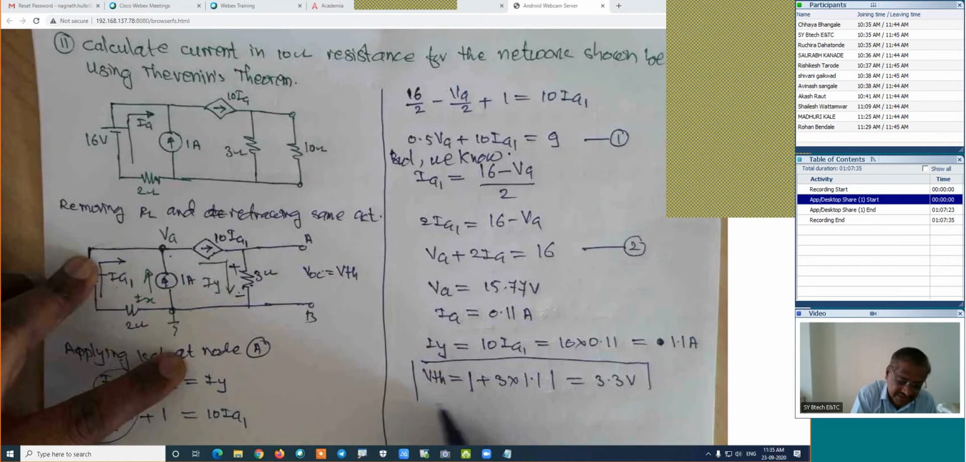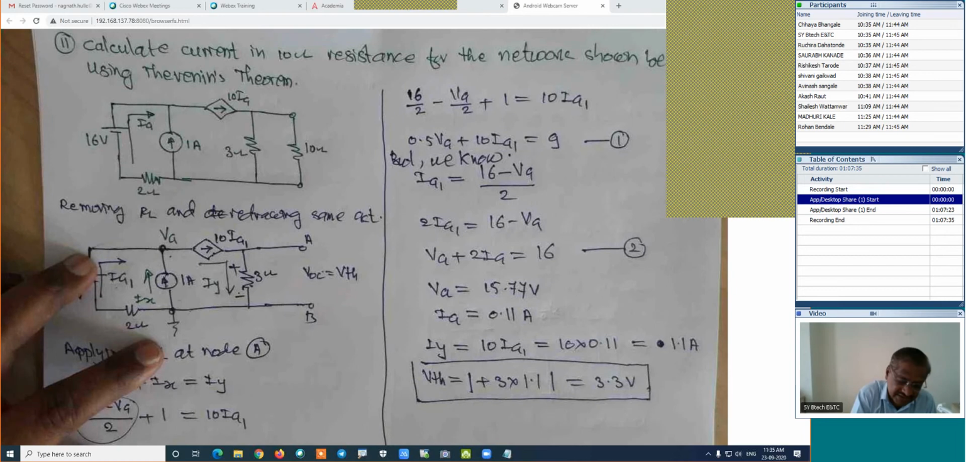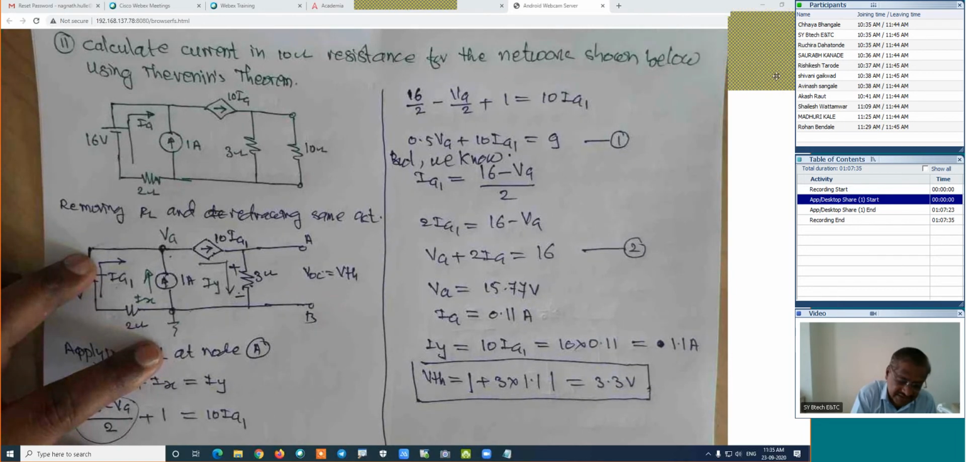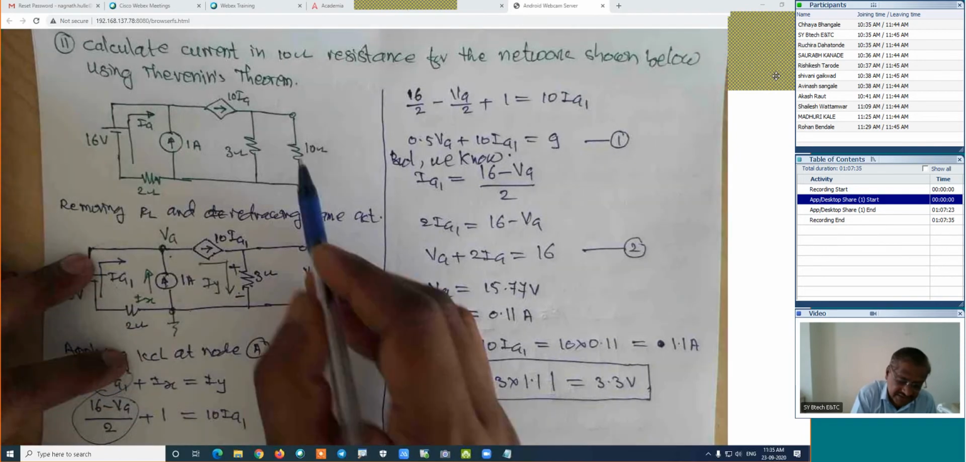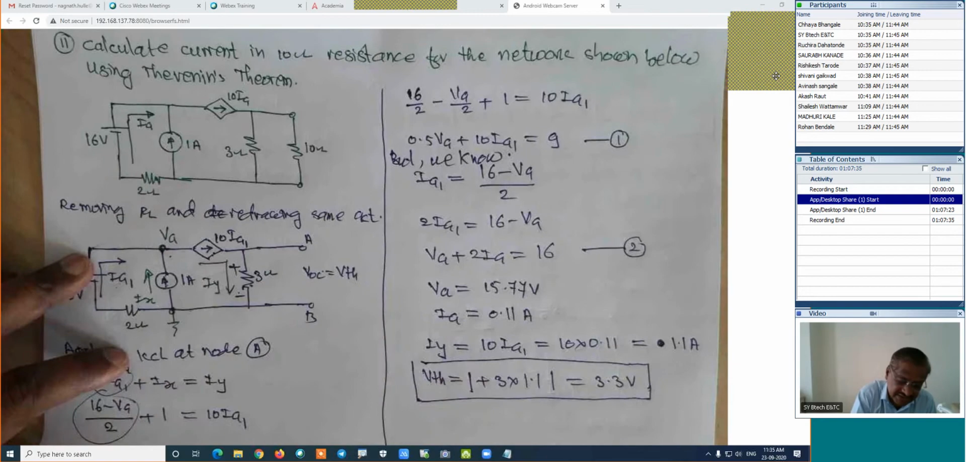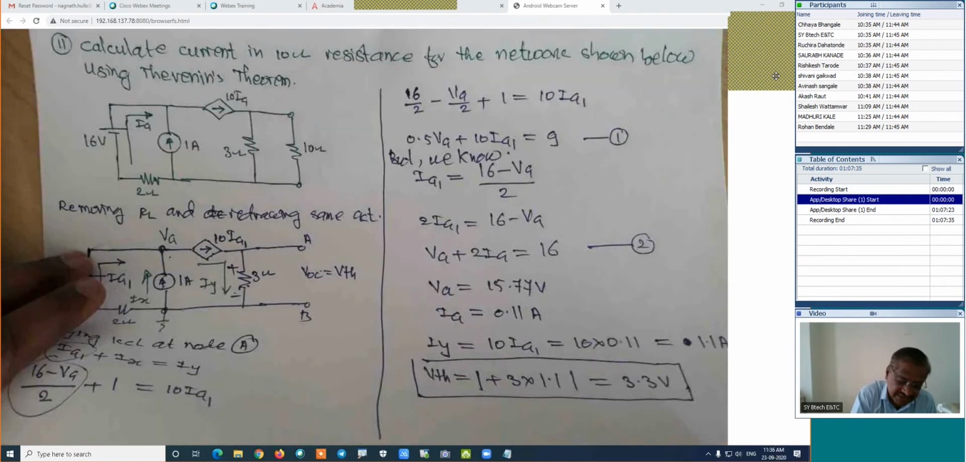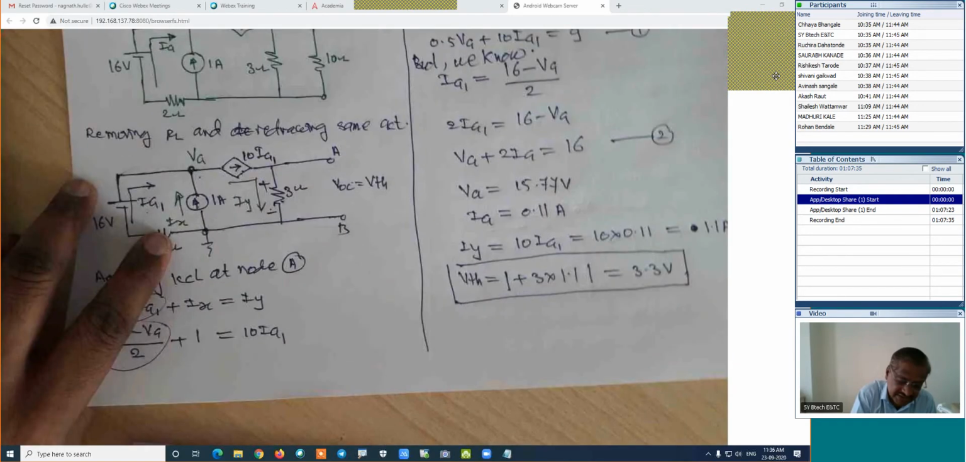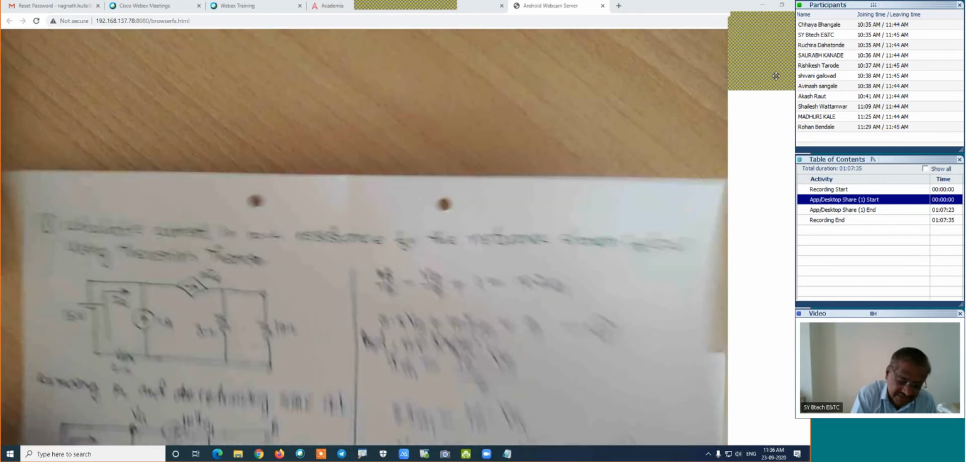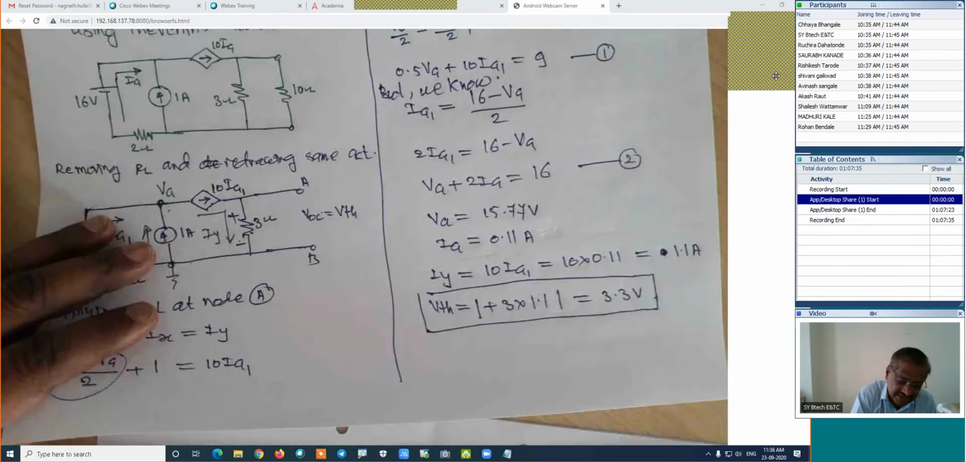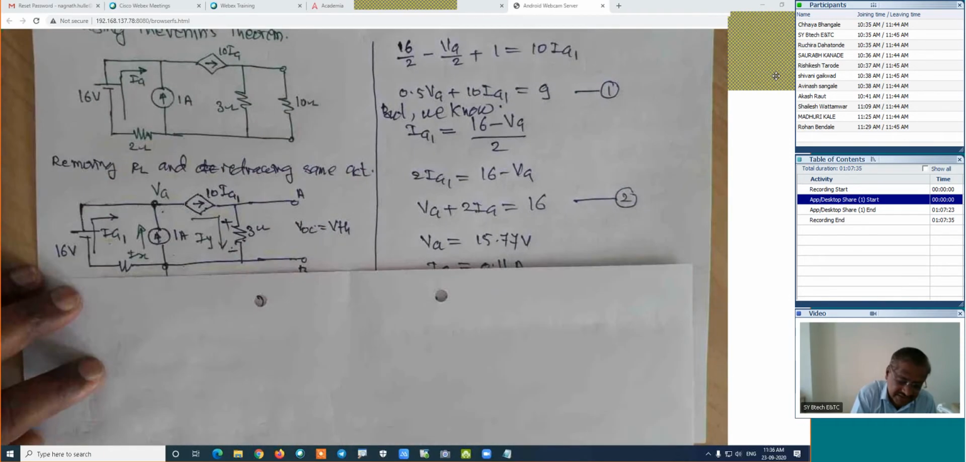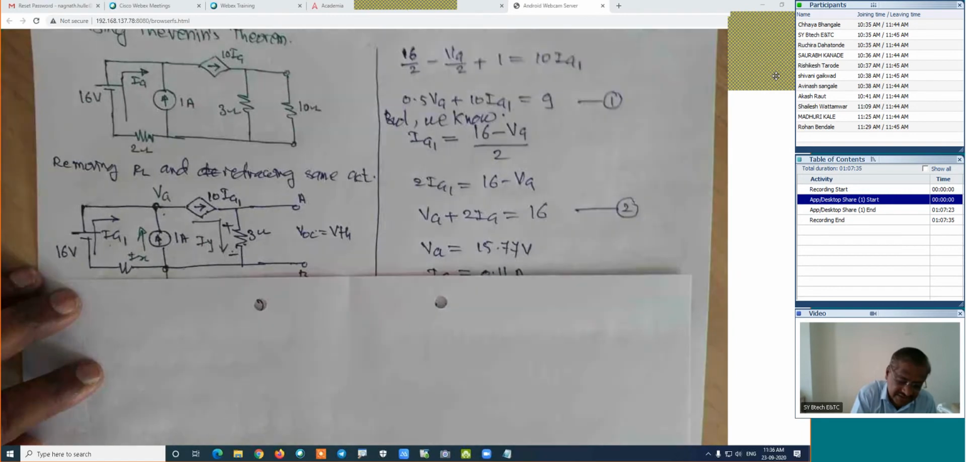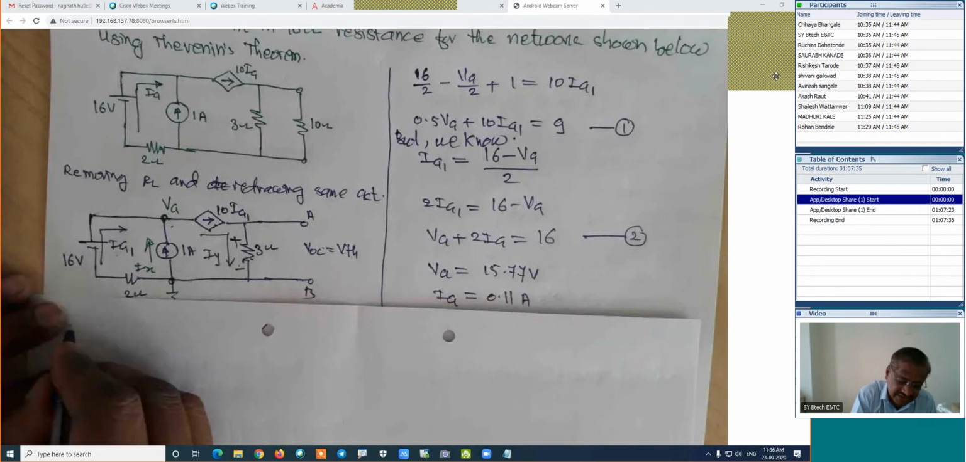Is it right? If we know the value of the VTH, then next we can find out the value of RTH. But for the calculation of RTH, what do we have to do? We have to replace this resistance by its short circuit. Now look at how the figure will be for the calculation of RTH. I will draw that figure somewhere here. I will write here, RTH calculation.